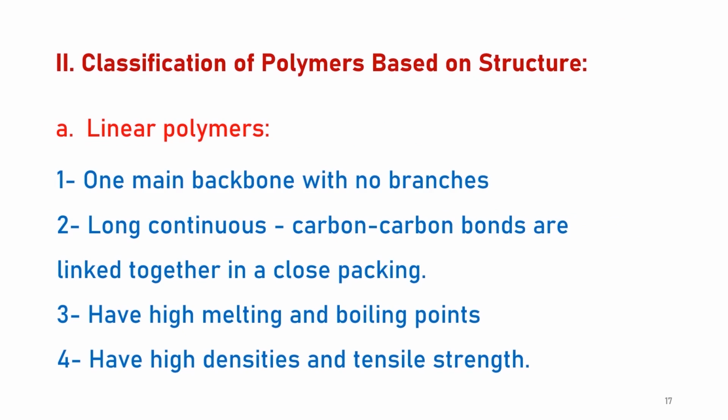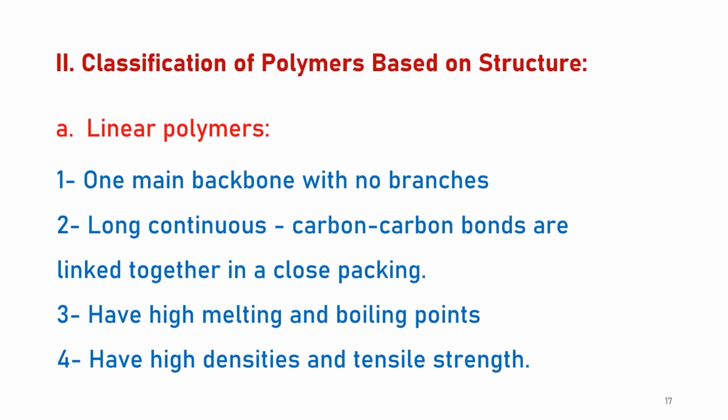Now moving to classification of polymers based on their structure and the way monomers are connected together. First, linear polymers are the simplest type of polymers. Linear polymers are composed of one main backbone with no branches. The main chain is a long continuous carbon-carbon bonds linked together in a closed packing.